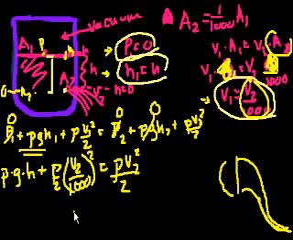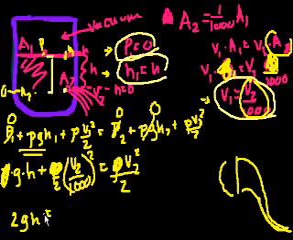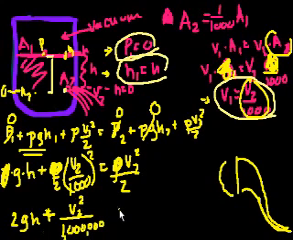Now, one thing that we can immediately see is that we have all these rho's on both sides of the equation, so we can divide both sides by rho. We get rid of all of those. And then we can multiply both sides of the equation by 2, and we get 2gh is equal to v2 squared over, what's 1,000 squared? Over 1 million. And that is equal to v2 squared.